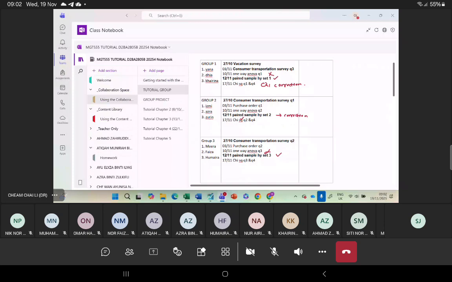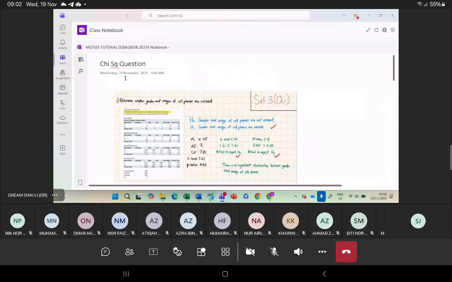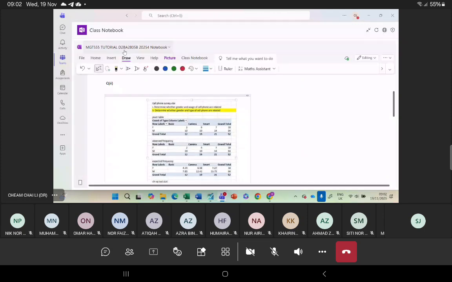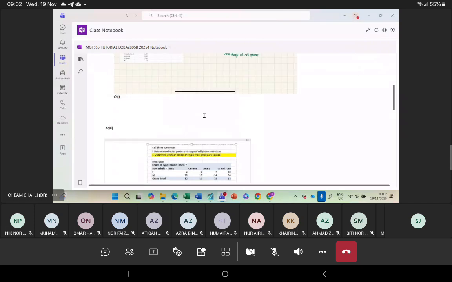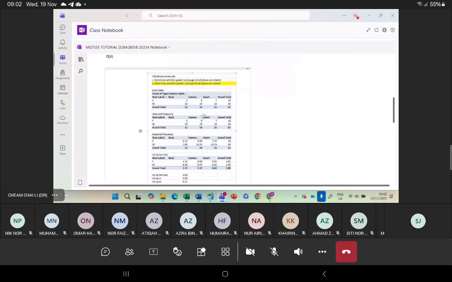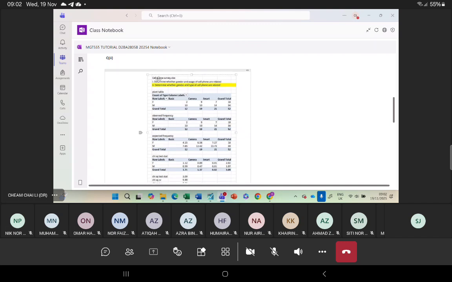Okay, so ini part of it, correct? Kita lihat yang kumpulan Omar. Okay, this one you have to correct ya. 3, 1, correction. Okay, since I'm here kan at Omar's place, so let's look at another question, right? Another question. So check yang ini pula. Usage of phone. Sama Omar. Determine whether gender and the type, right? Okay, yang ni adalah betul.